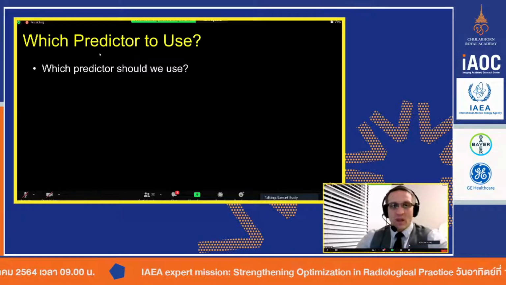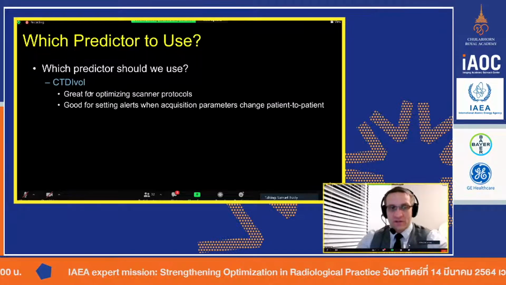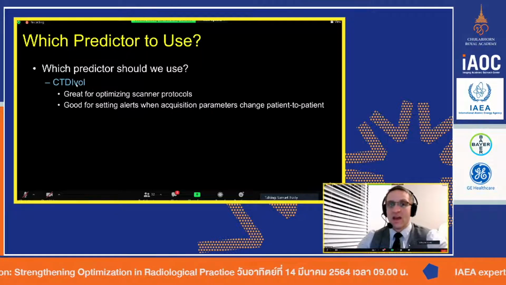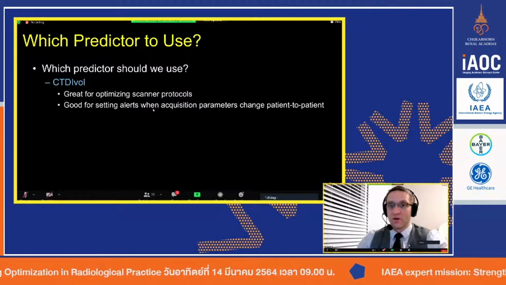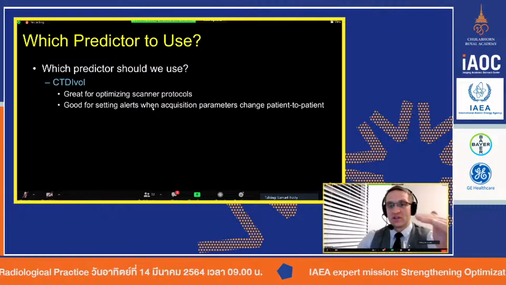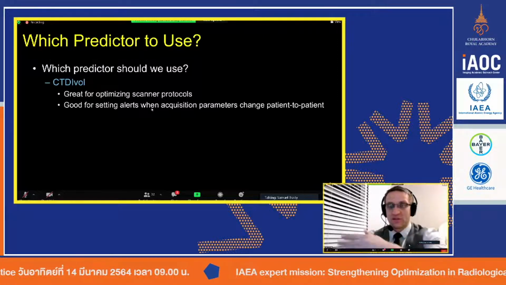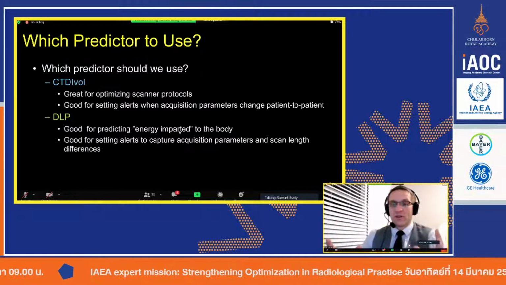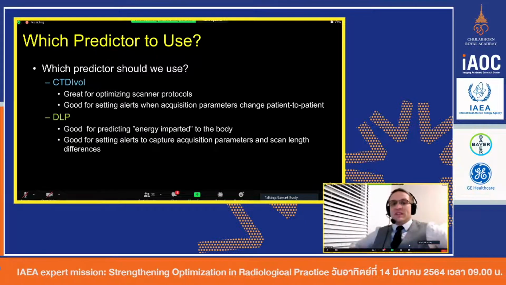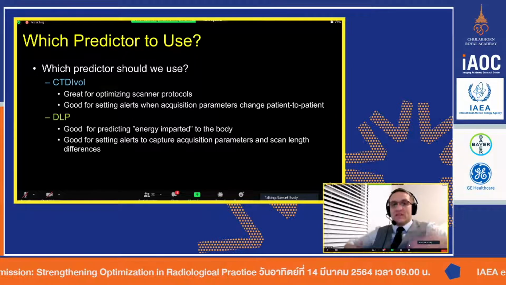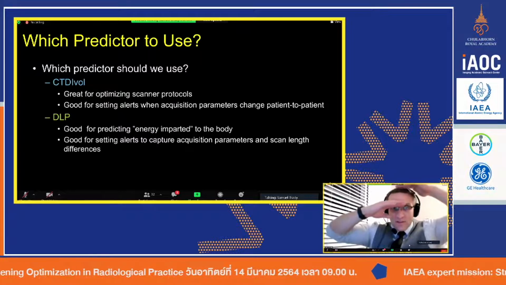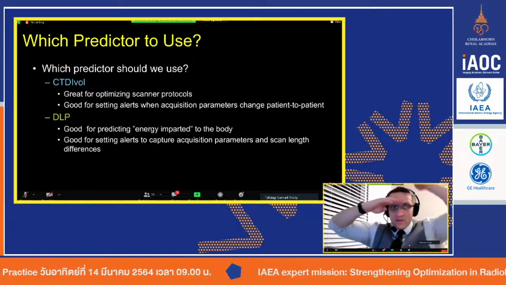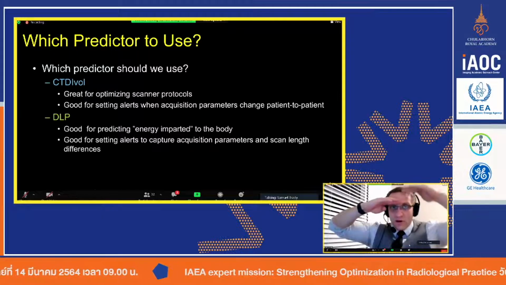All right, so which predictor should we use? Obviously the volume CTDI. Why is it? It's great for optimizing scanner protocols. And it's good for setting alert levels when we're trying to track changes when we're imaging patient to patient. DLP is great for predicting the total energy imparted to the body. And that's obvious because, as we talked about, CTDI is simply the average value at the center of the scan field. So if this is my scan field, CTDI is the average value right in the middle of that. Whereas dose length product will tell you the overall estimate of dose imparted to that entire volume.